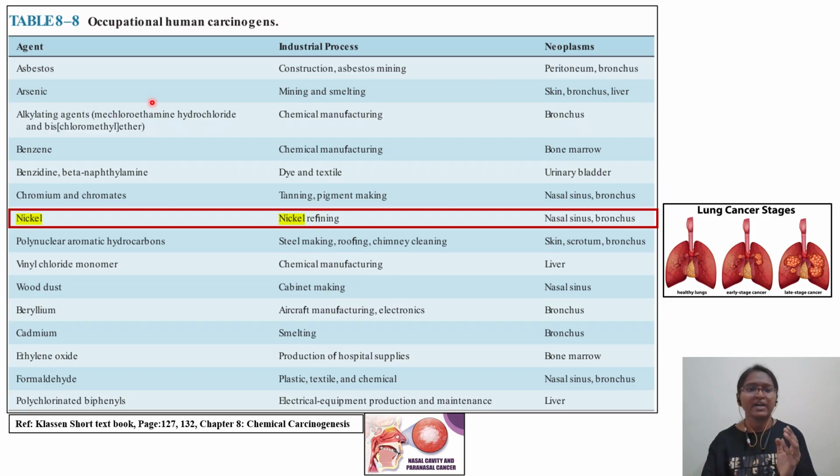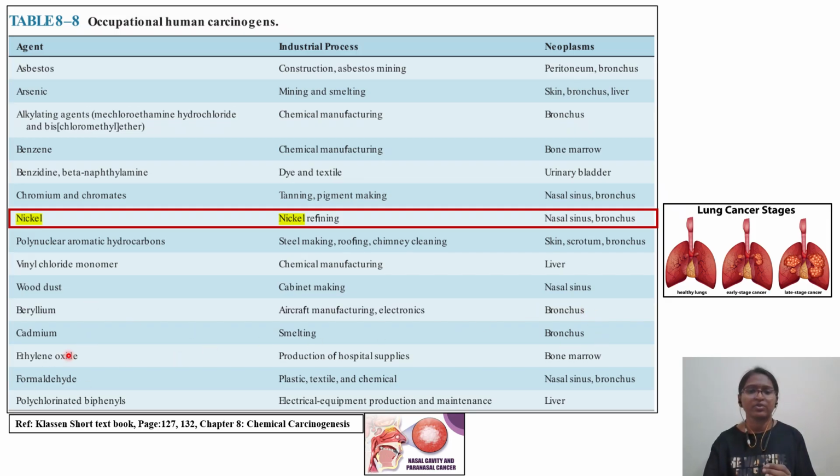Okay, then we have arsenic, where skin cancer and liver cancer are there. Benzene is there, which is causing bone marrow cancer. Okay, chromium, various oxidative salts of chromium are there, causing nasal cell and bronchus cancer. Wood dust is causing nasal sinus cancer. Also, read about wood alcohol. It's a common synonym for methyl alcohol, methanol. Then we have other metals like beryllium and cadmium, which are causing bronchus cancer.